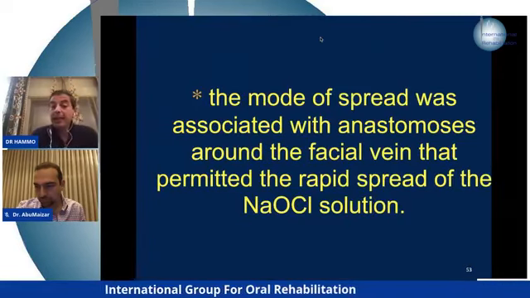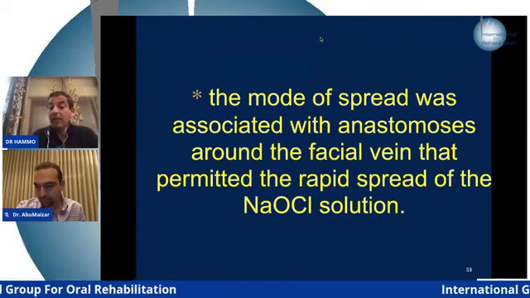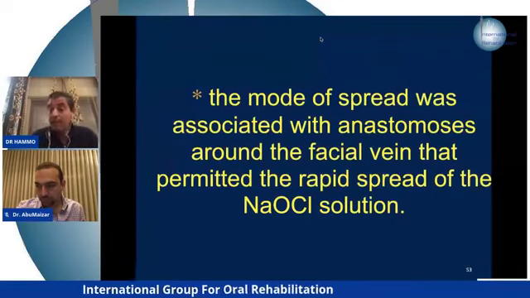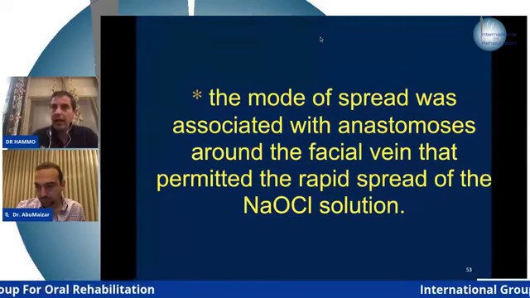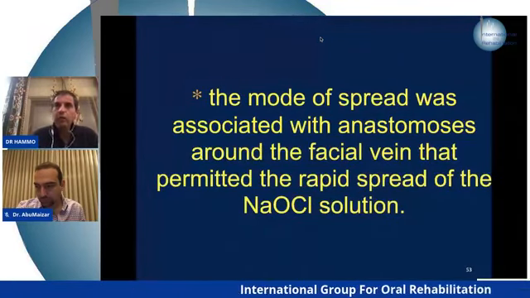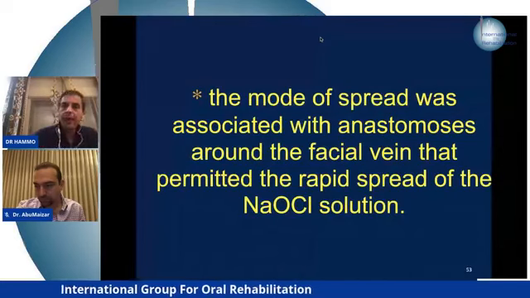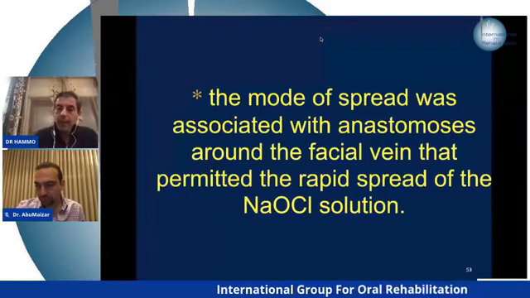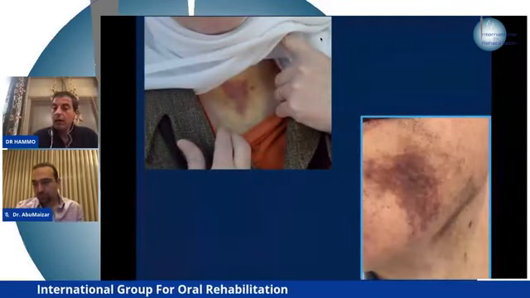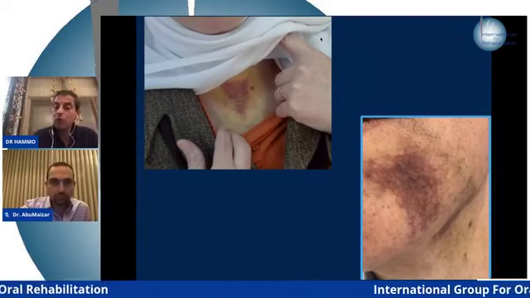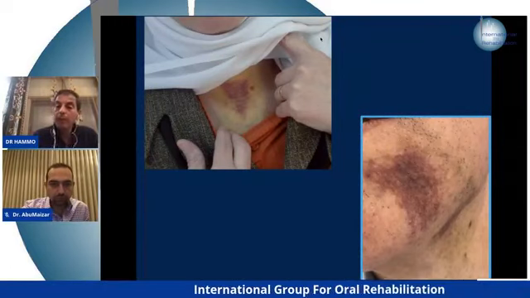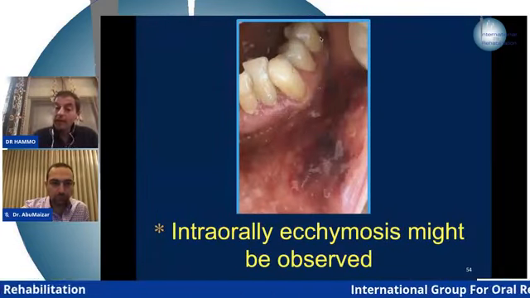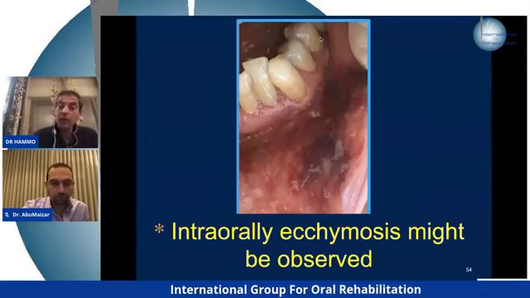And the mode of spread was associated with anastomosis around the facial vein that permitted the rapid spread of sodium hypochlorite. So sometimes you are irrigating at the upper left canine, and you might see the ecchymosis below the orbit, or it will go to the cheek. So you can see here the ecchymosis or the hematoma which occurs due to a sodium hypochlorite accident. Intraoral ecchymosis might be observed. Sometimes you can see it intraorally here.